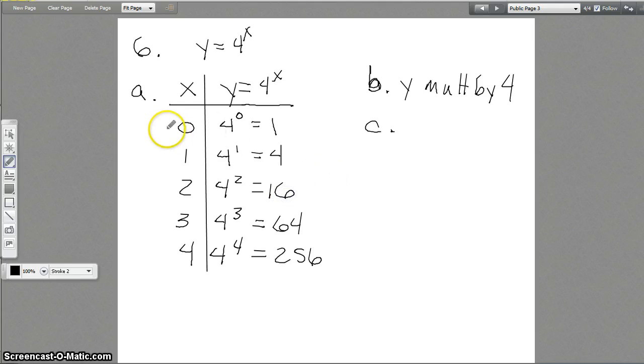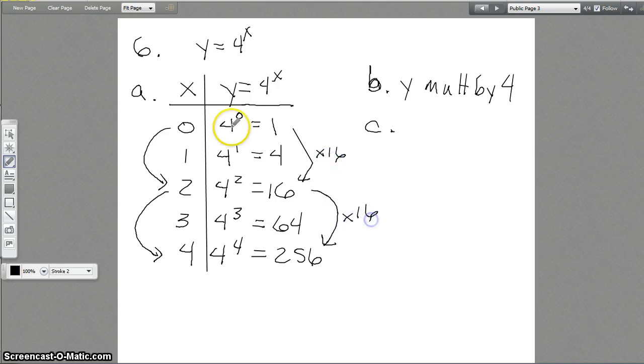Okay, now we want to have our x increase by 2. When our x increases by 2, our y is multiplied by 6. When our x increases by 2 here, from 2 to 4, our y, did I say 6? 16. Our y is multiplied by 16. So when we add 2 to our x, we multiply our y by 16. So our y is multiplied by 16.